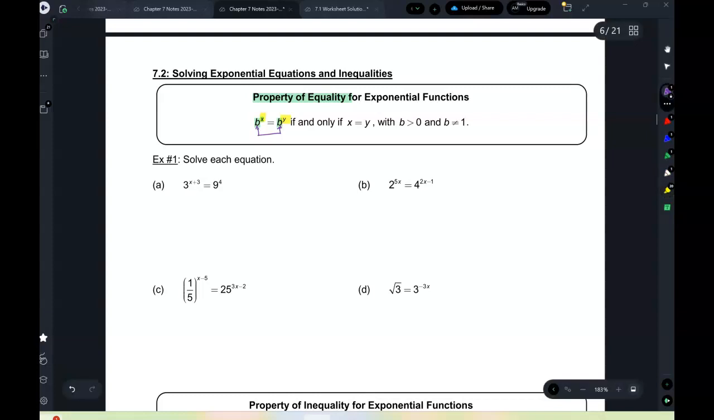All right, so take a look here. I have 3 to the power of x plus 3, equal to 9 to the power of 4. This is the elemental base, so I leave it. This 9, I can write it as a base of 3. This is 3 squared to the power of 4. So really it looks like this. And so what do we have now? x plus 3 is equal to 8.